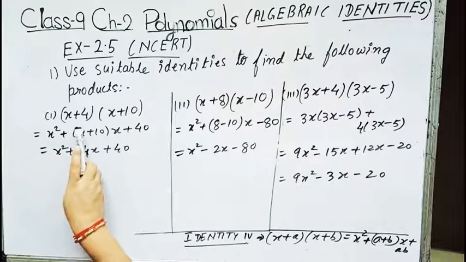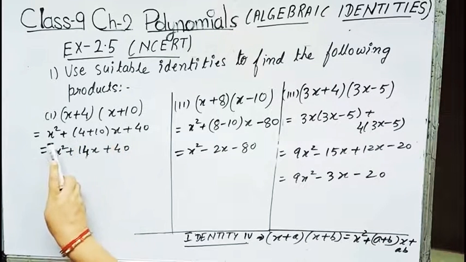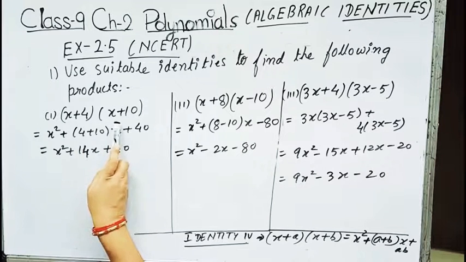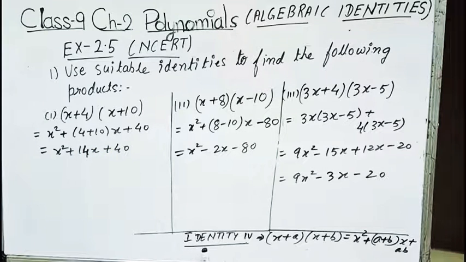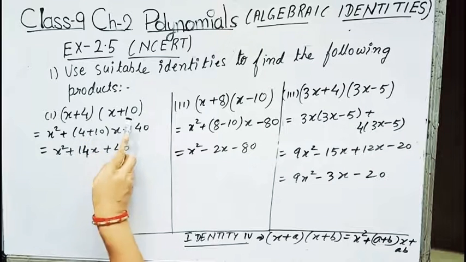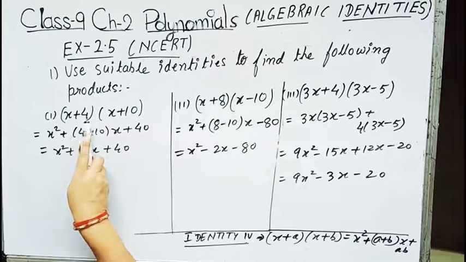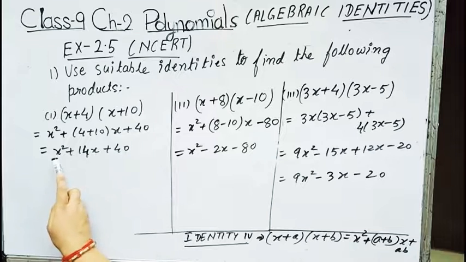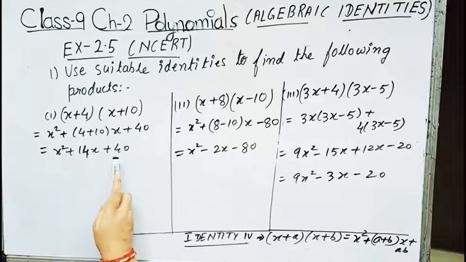Subpart number 1 is (x plus 4) into (x plus 5). Here we can use the distributive property, or we can use identity number 4, which says that (x plus a) into (x plus b) equals x square plus (a plus b) into x plus ab. So this identity I have used over here. This equals x square plus (4 plus 10) into x, a plus b into x, plus ab, 4 into 10, that is 40. So this will be equal to x square plus 14x plus 40.